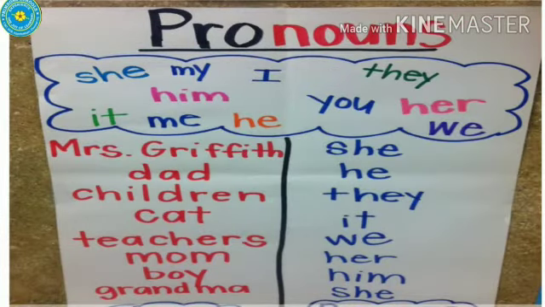Now, are you able to read the pronoun which is used instead of the noun? Mrs. Griffith. If you have to replace Mrs. Griffith, you use the pronoun she. If you have to replace the noun dad, you use the pronoun he. If you have to replace the noun children, what must you use? They. Because children is a plural noun.